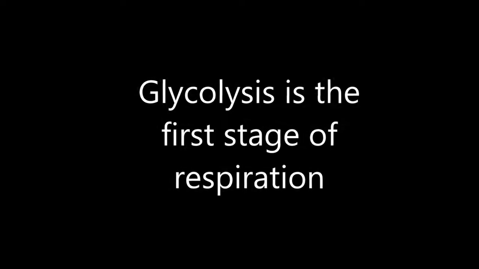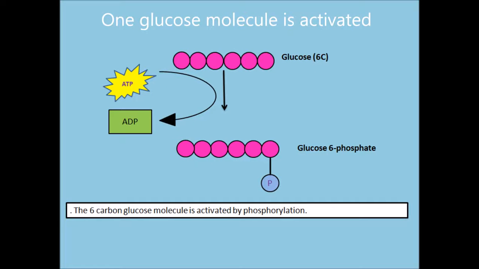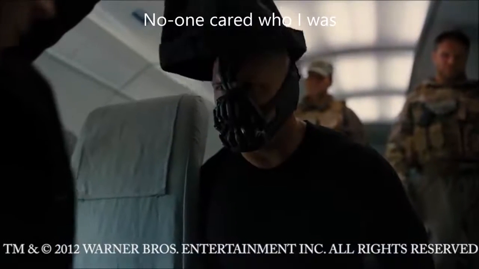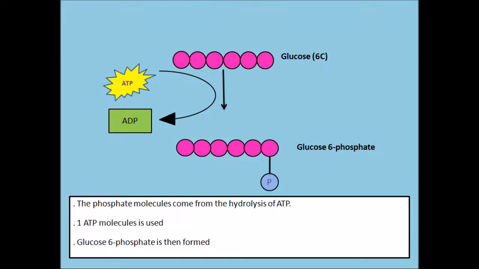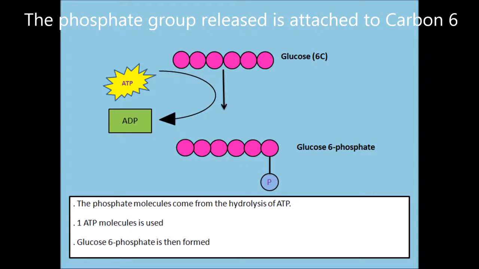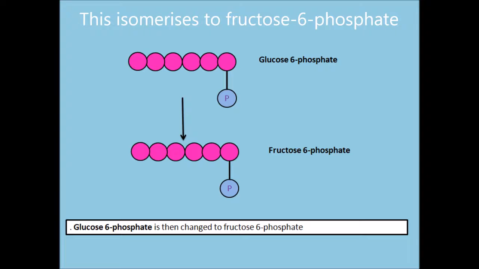Glycolysis is the first stage of respiration. One glucose molecule is activated. No one cared who I was till my 6-carbon chain was activated. One ATP is hydrolyzed, and the phosphate group released is attached to carbon 6 to form glucose 6-phosphate. This isomerizes to fructose 6-phosphate.